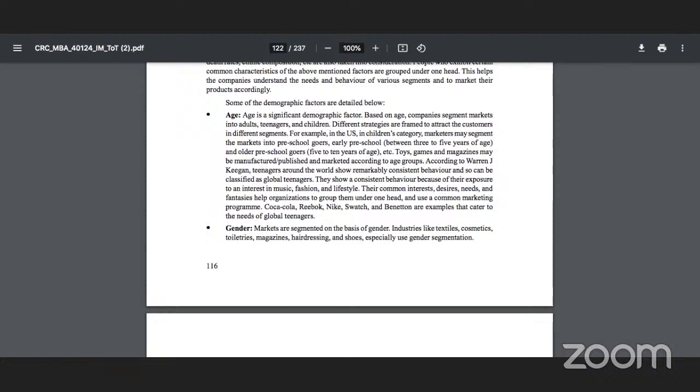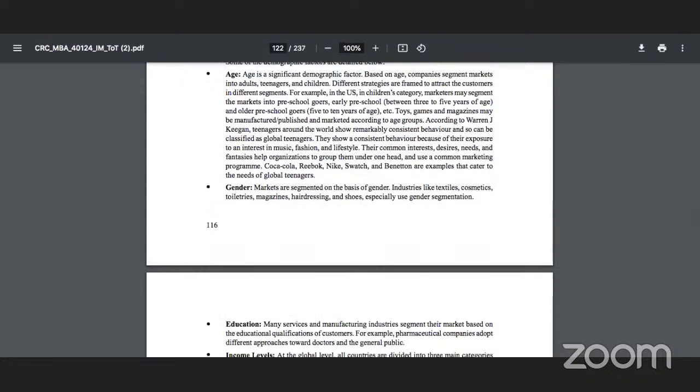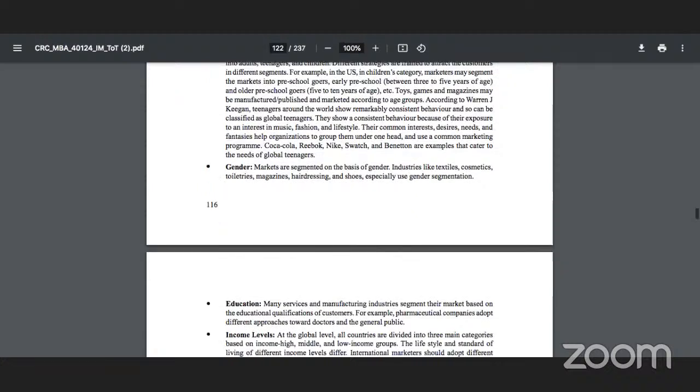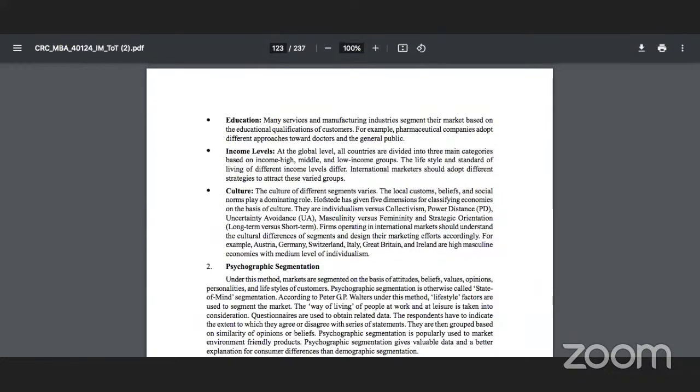If you move on, Coca-Cola, Reebok, Nike, Swatch, Benetton, they're all examples of international brands that are appealing to global teenagers. And that is just one segment or one homogeneous group. Then we talk in terms of gender. Generally, there are products which are meant for women or products which are meant for men, like textiles, cosmetics, toiletries, magazines, hairdressing, shoes. They were earlier focused mostly on women. But today, in terms of cosmetics or toiletries, or even textiles or hairdressing, we see that there is an equal market and an equal level of advertisement for the male gender as well. This is because of the evolution or the change in trends that has happened over the recent decade or so.